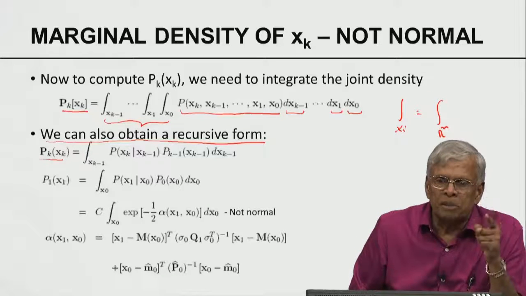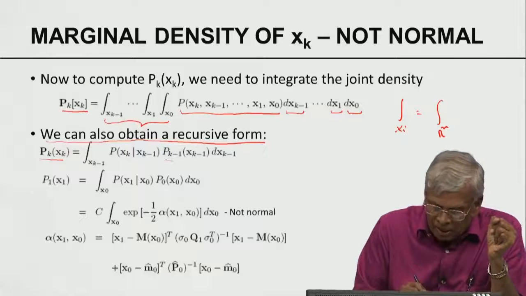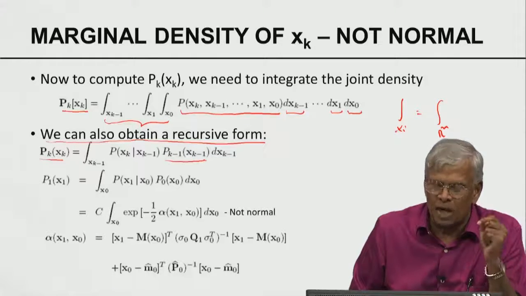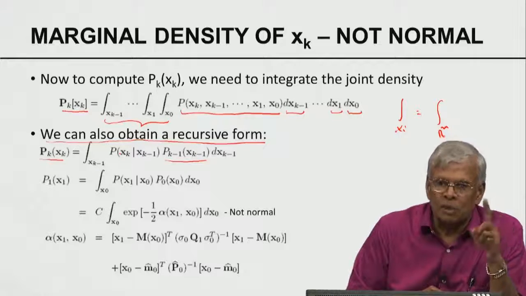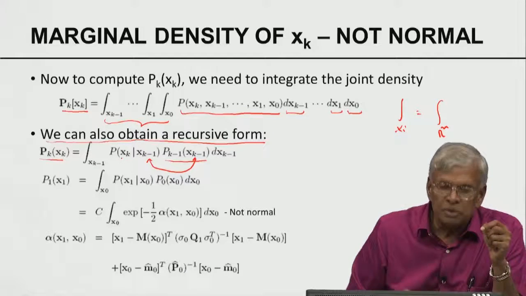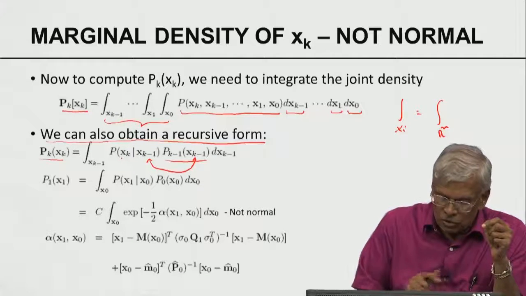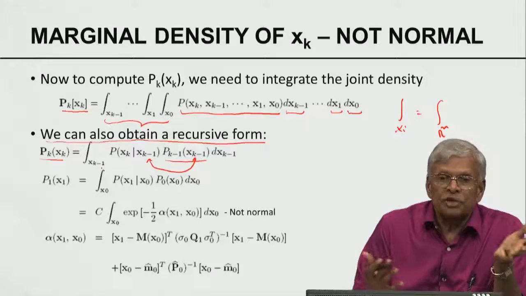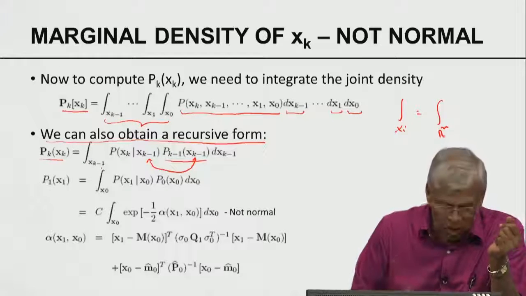Why can this pk of xk be expressed in a recursive form? pk of xk is the probability density of the state xk at time k. So if I know p_{k-1} of x_{k-1}, that is the probability density of the state at time k minus 1, then from x_{k-1} I can go to xk by the one step transition probability rule. So given this, I can compute the transition density from k minus 1 to xk. This integration is over x_{k-1}. This essentially follows from basic probabilistic arguments.